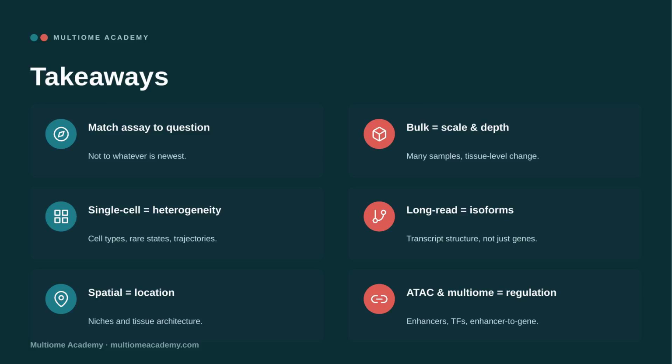To summarize, match the assay to your question, not to whatever is newest. Bulk gives you scale and depth. Single-cell gives you heterogeneity. Long-read gives you isoforms. Spatial gives you location. And ATAC and multi-exon give you regulation. Get those mappings right, and your experiment will answer the question you actually care about.